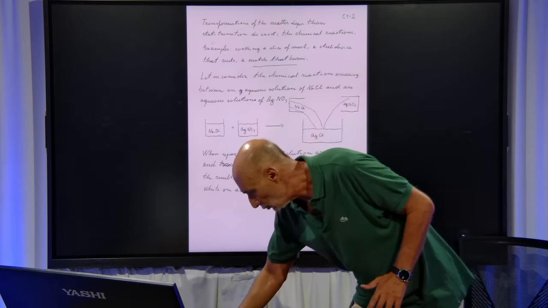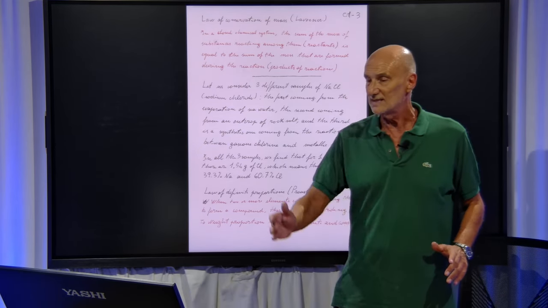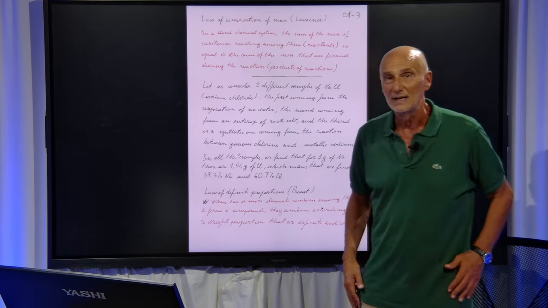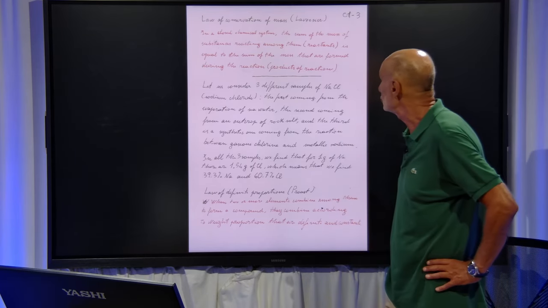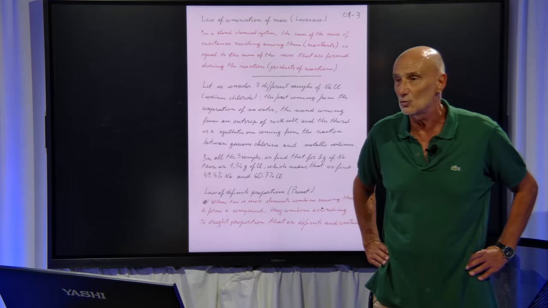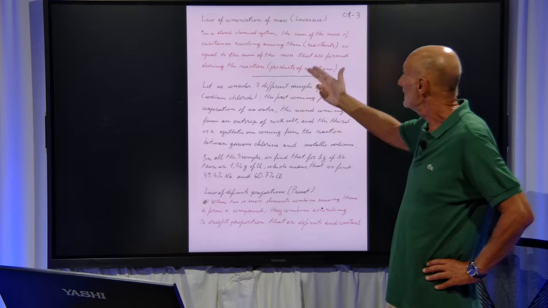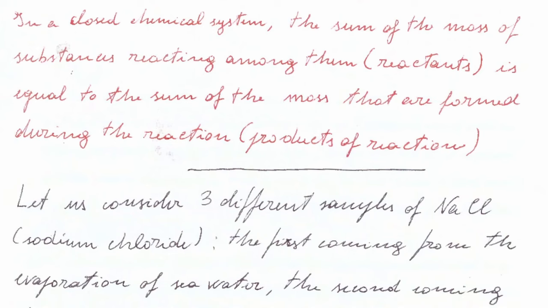Okay? So we can say that the first fundamental law of chemistry is the law of conservation of mass, also called Lavoisier's law, from the name of the French scientist who discovered this law, which may be stated in the following way. In a closed chemical system, the sum of the masses of substances reacting among them, namely the reactants, is equal to the sum of the masses that are formed during the reaction, namely the products of the reaction.